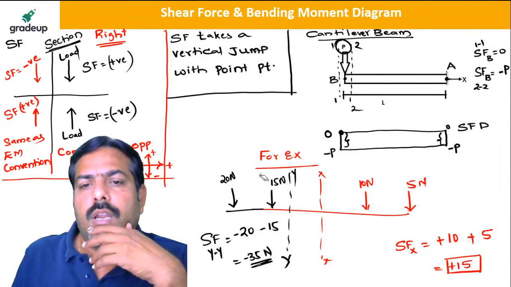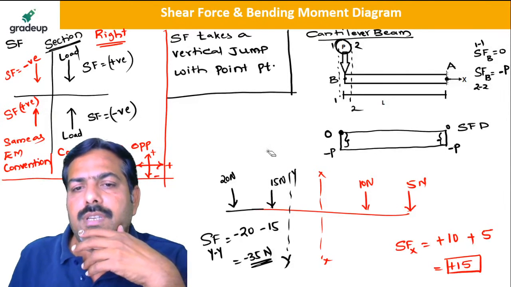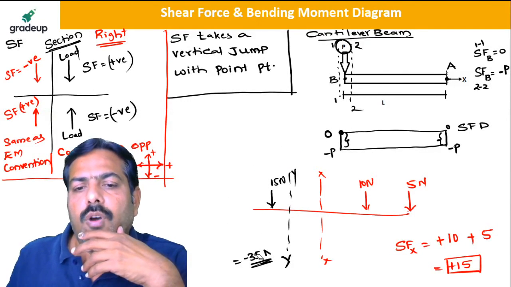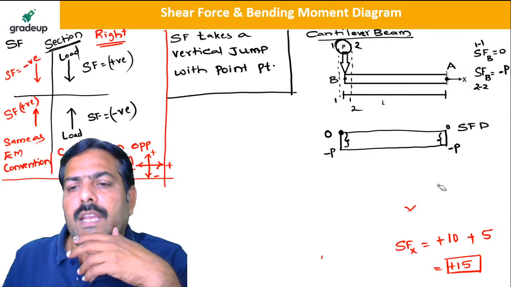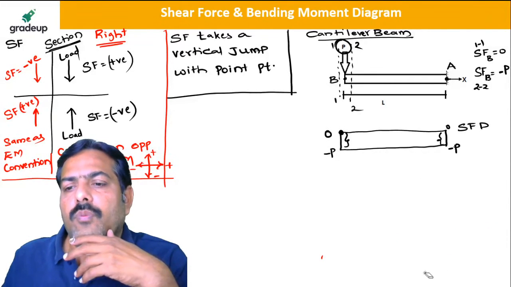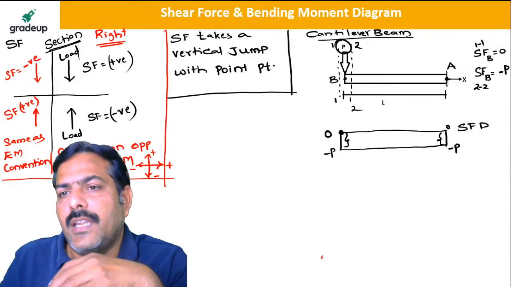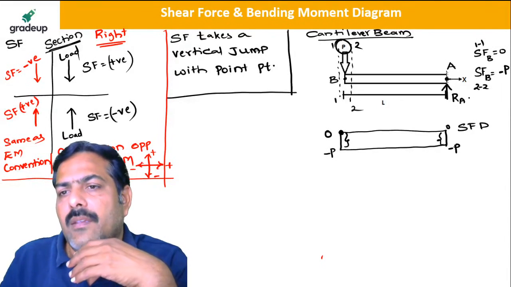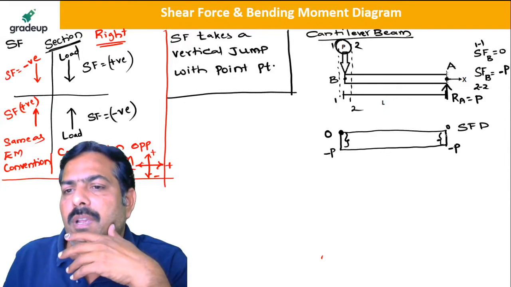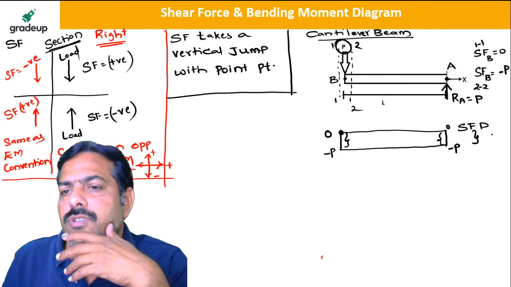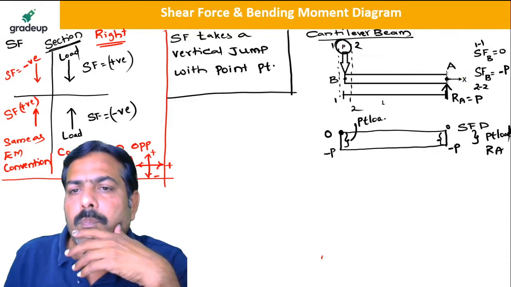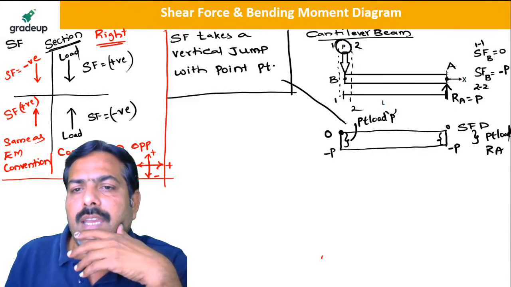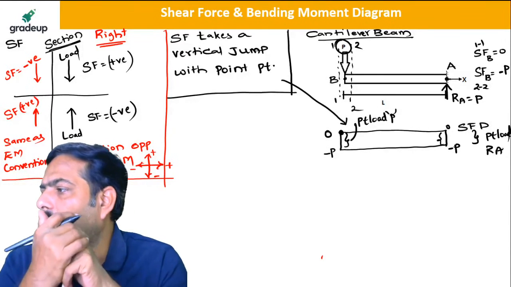Clear? So now you see that this is the shear force diagram for this problem that you will be getting. At B point and A point there are vertical jumps because of P Newton acting here, and there is RA value which is also equal to P reaction. So my dear friend, there is a vertical jump because of point load, that is RA, and here there is a vertical jump because of point load P. Is it clear now? So your shear force diagram takes a vertical jump with the external moment.